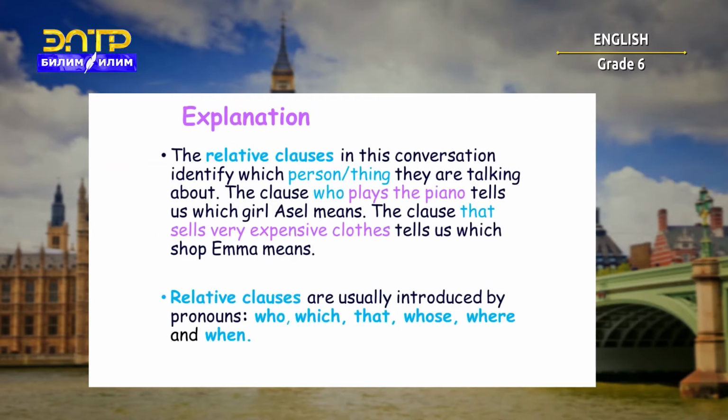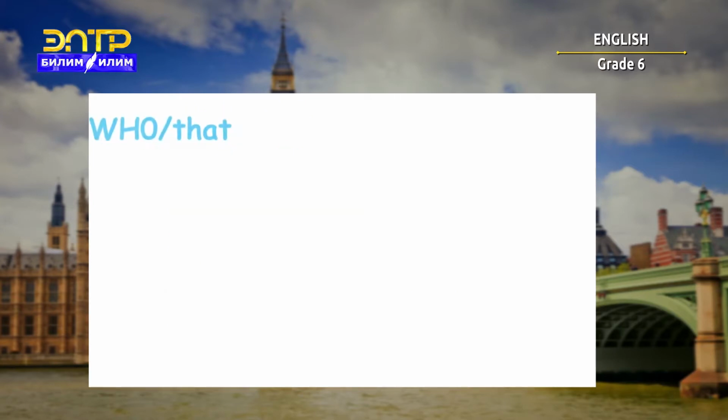For example, the relative clauses in this conversation identify which person or thing they are talking about. For example, the clause who plays the piano tells us which girl Asil means. And the clause that sells very expensive clothes tells us which shop Emma means. Relative clauses are usually introduced by pronouns who, which, that, whose, where, and when. Let's learn more about them.